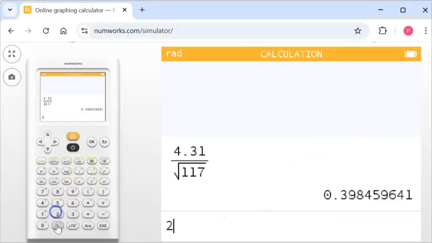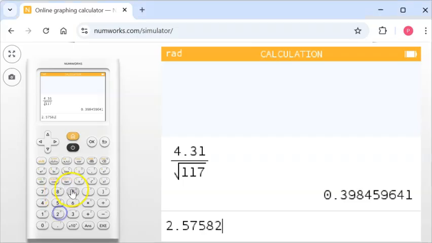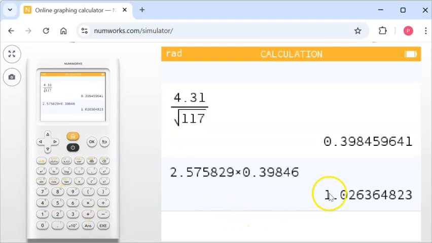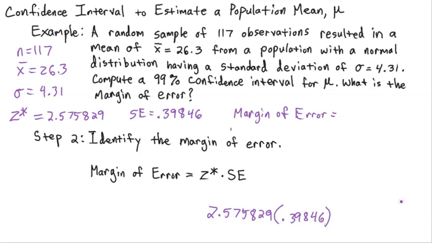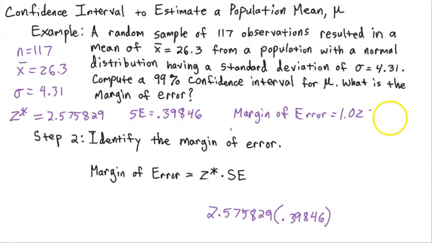So 2.575829 times 0.39846, and our margin of error becomes 1.02636, and this 4 will become a 5 because of this 8. All right, 1.026365.